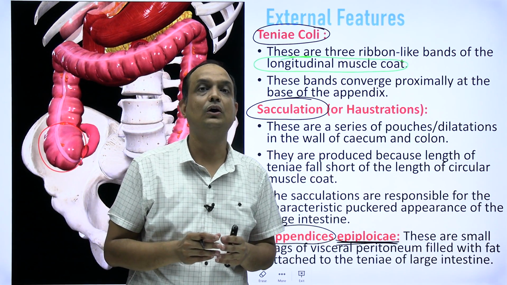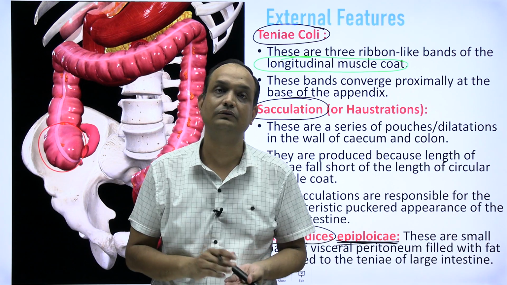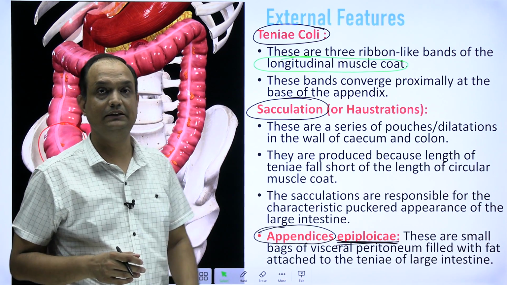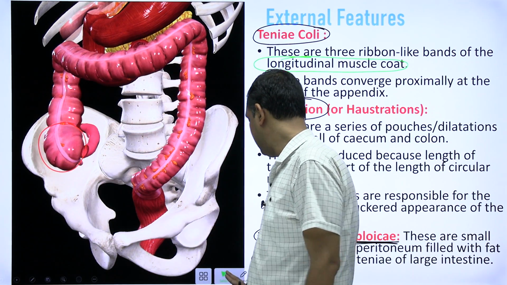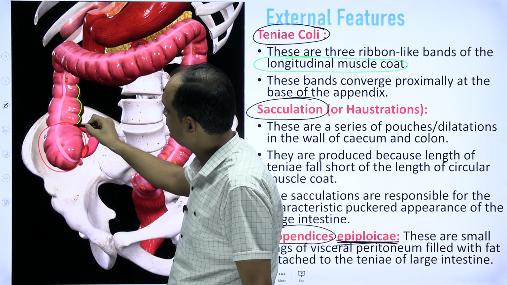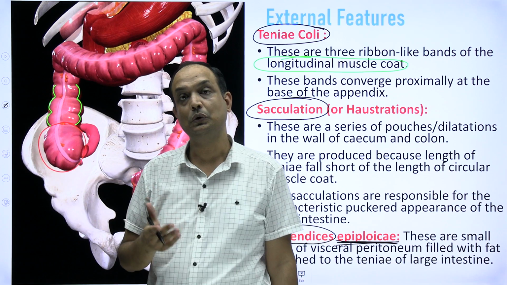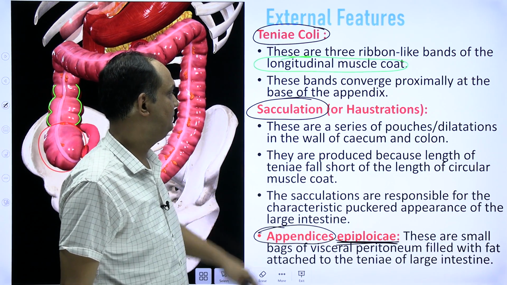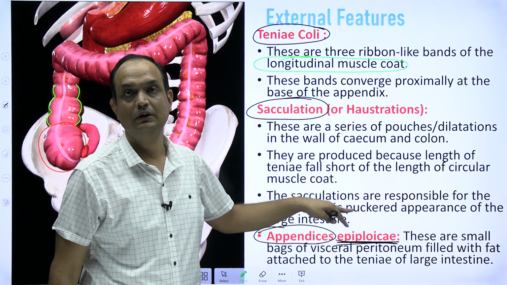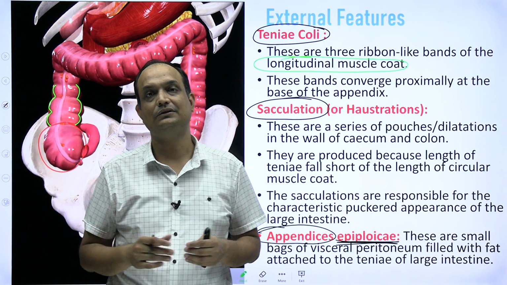The sacculations or haustrations are seen in the large intestine because of the difference in the length of the circular muscle layer and the longitudinal muscle layer. So a series of pouches is seen. Now here you can see the pouches. If you see the large intestine, you will find that it shows pouches, and these pouches, sacculations or bags are characteristic features of your colon. These pouches are present because the length of the taenia falls short of the length of the circular muscle coat. What does it mean? That the taeniae are shorter compared to the length of your circular muscle.